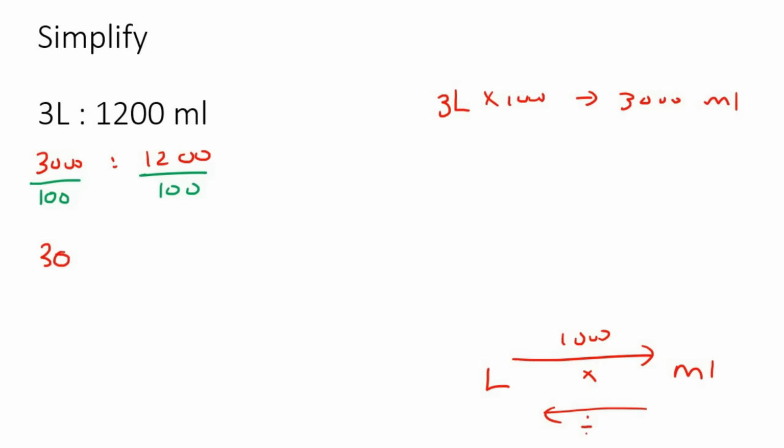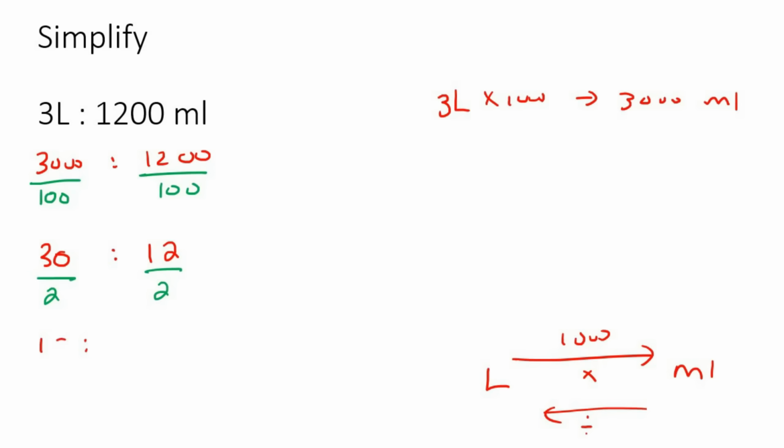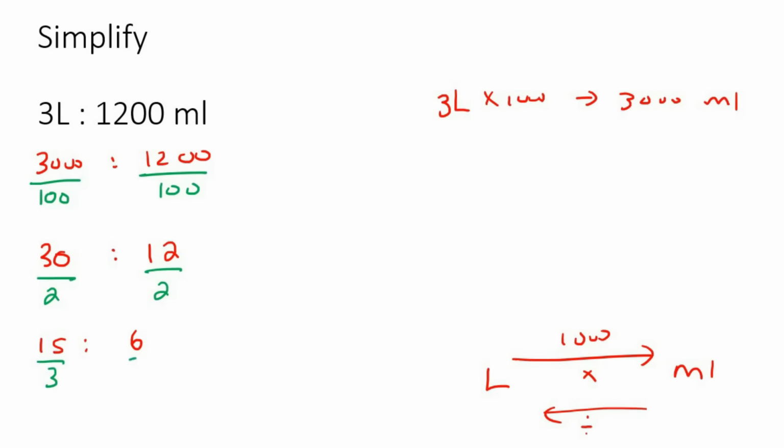Okay, so that's going to give us 30. And then over here, we're going to end up with 12. Now, the number 2 can go into both of these. And you might choose a different number. But that'll give us 15 over here. 15 and 6. Oh, we can go further. The number 3 can go into both of those. And so we should eventually all end up with the same answer of 5 and 2.